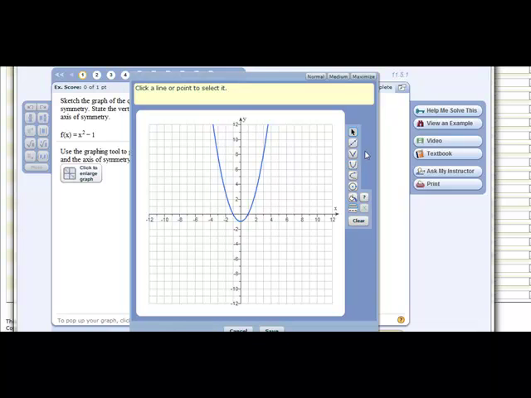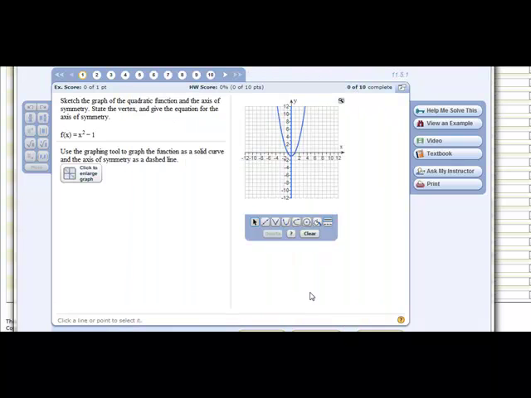So what you want to do now to graph the axis of symmetry is choose the line tool and just pick 2 points here that make it go right through the vertex. And then we're going to save. Okay. Alright, now I have graphed the quadratic function and the axis of symmetry.